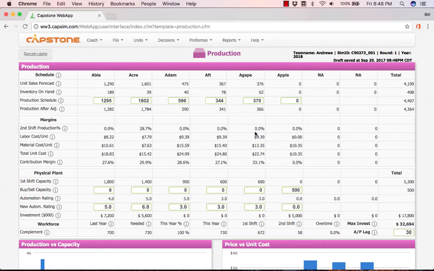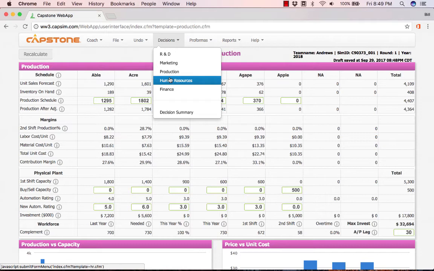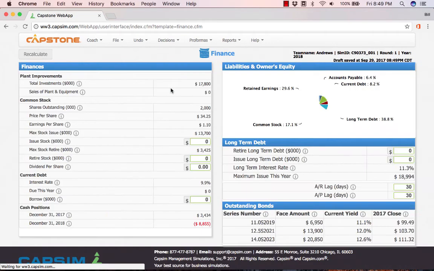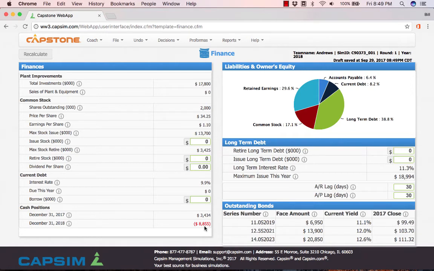So I've made all my production decisions, my marketing decisions, and my R&D decisions. So now let's go to HR, which will not be a factor the first round, and then let's go to finance. Okay, there we go. And oops, there's a red number. Don't like that red number at all. Well, why do I have that red number? Well, I bought a bunch of automation and capacity, up to the tune of $17,800,000. And we have to pay for that. I didn't sell anything. So what are we going to do?